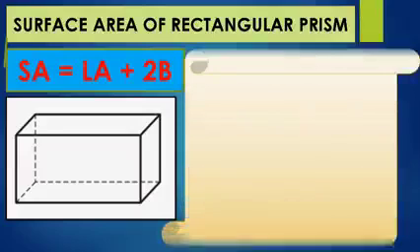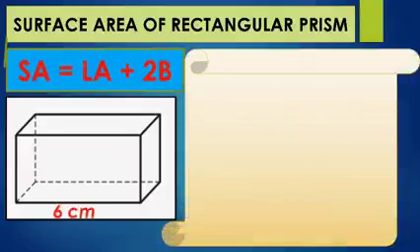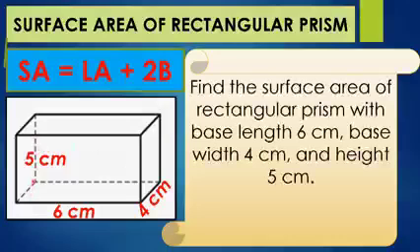Example. So we have here 6 centimeters as the length of this rectangular prism, the width of 4 centimeters, and the height of 5 centimeters. Find the surface area of a rectangular prism with base length 6 centimeters, base width 4 centimeters, and height 5 centimeters. So again, these are our givens for this item on rectangular prism.